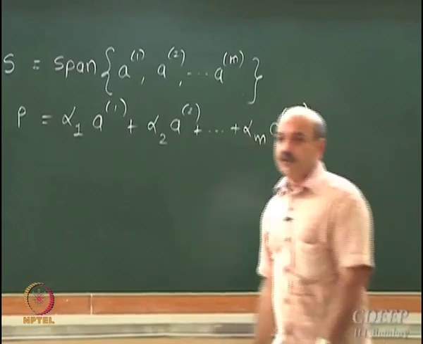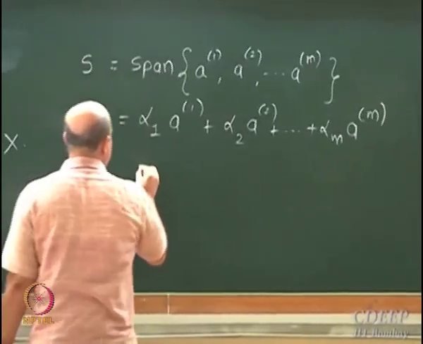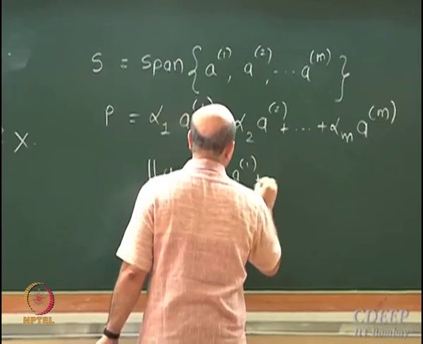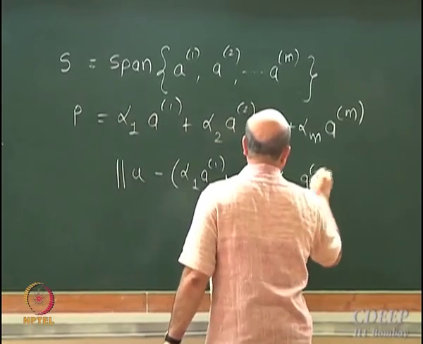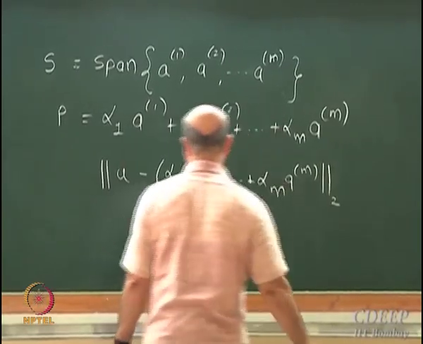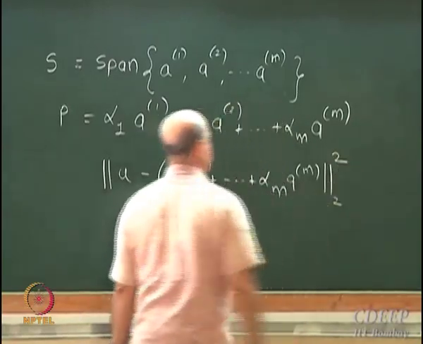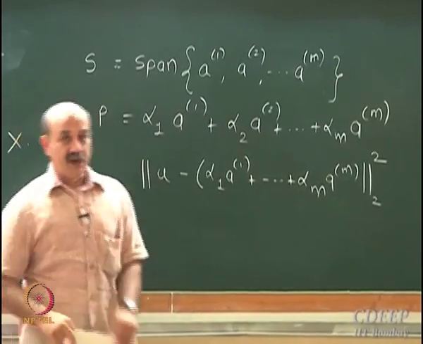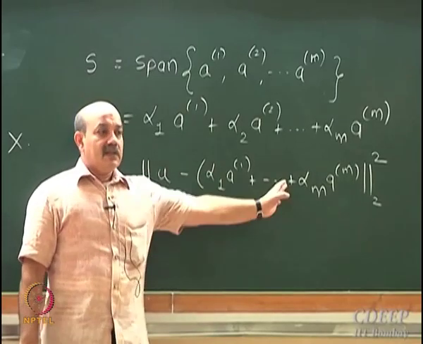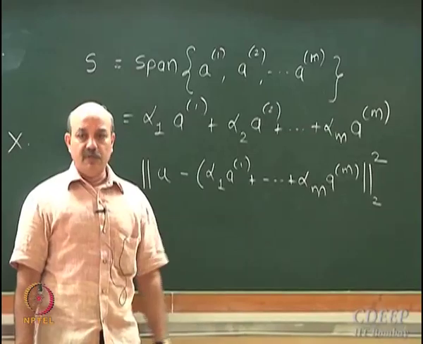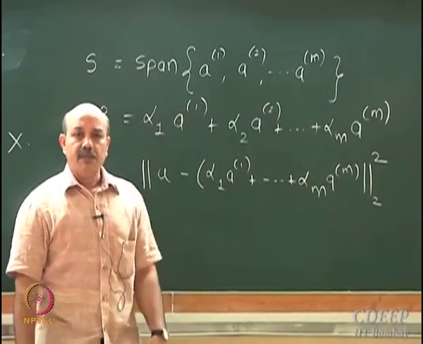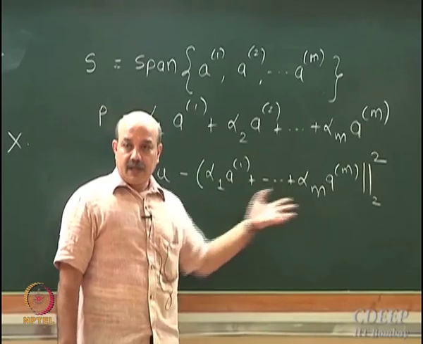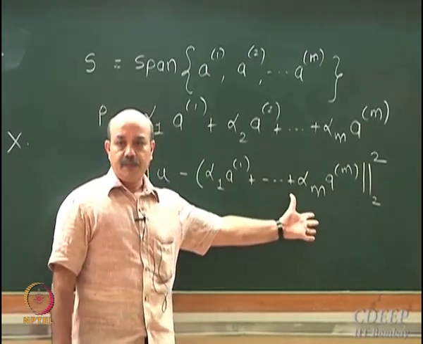What I want to do is to find alpha 1 to alpha m such that the 2 norm squared of u minus the linear combination is minimized. I want to minimize the sum of the squares of errors when it is finite dimensional. I want to minimize the integral over the domain if it is an infinite dimensional space. This is the 2 norm squared, that means the inner product of this vector with itself. This is the error vector.